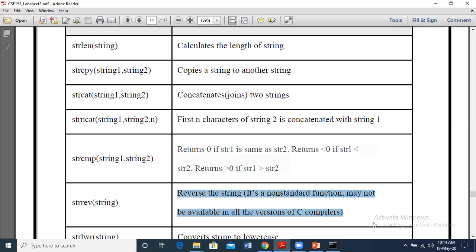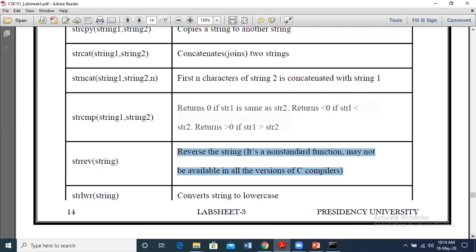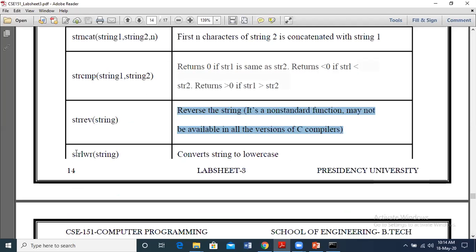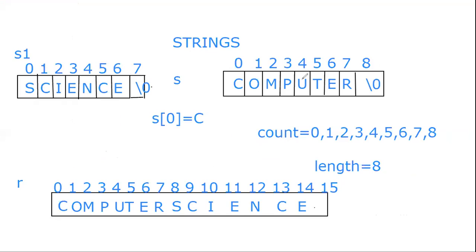Okay, so here we can see string reverse. Next, string lower will convert the string to lowercase. strlwr is string lower. It converts the input to lowercase. For example, we entered all the letters here in capital, right? If we see this computer, all are in capital. If we give strlwr of s, right? Like this we can give.